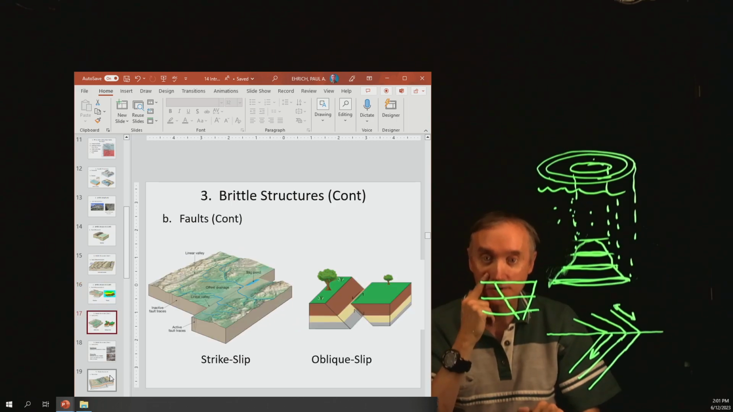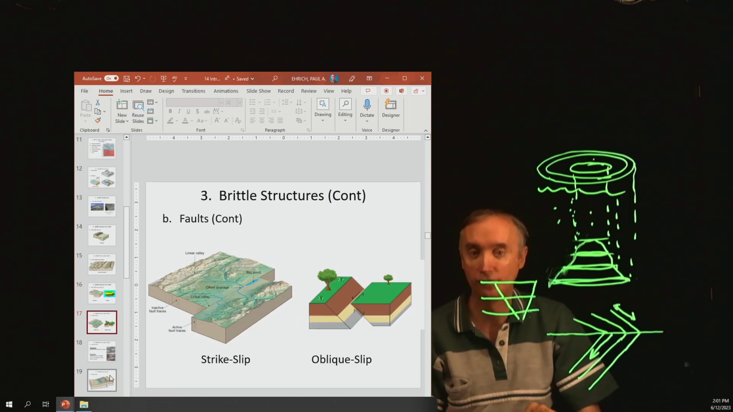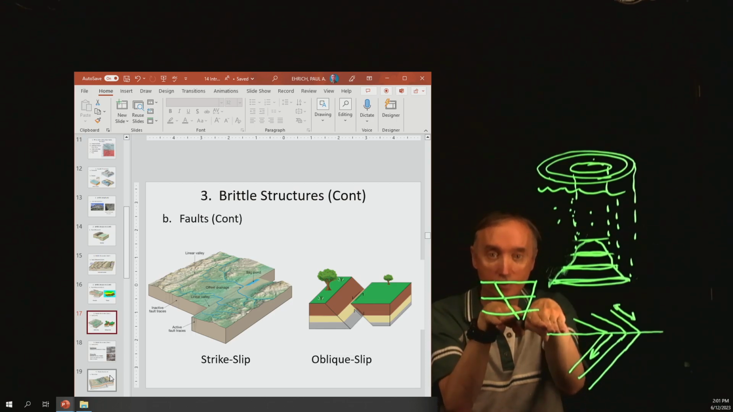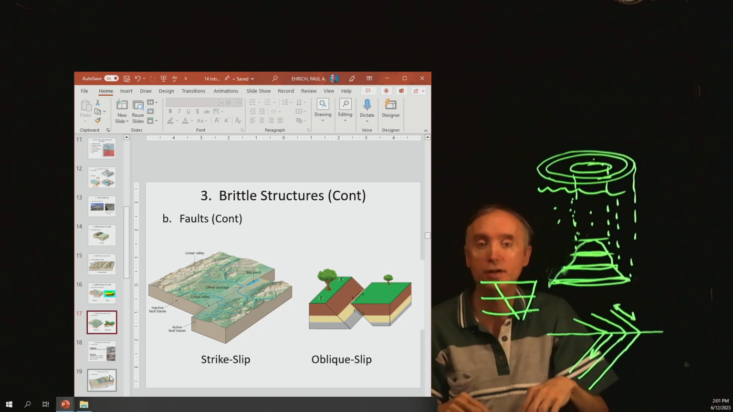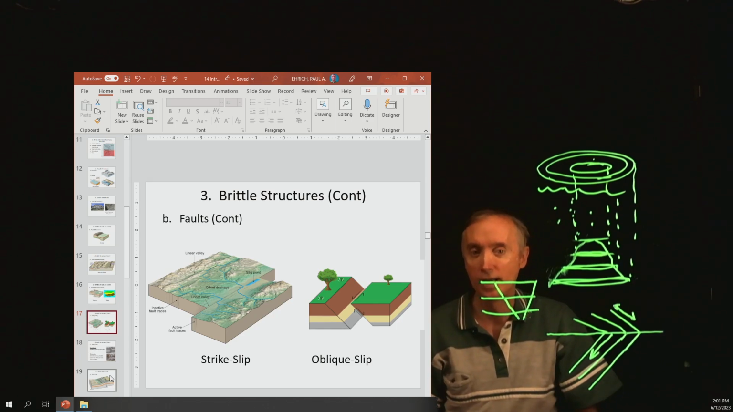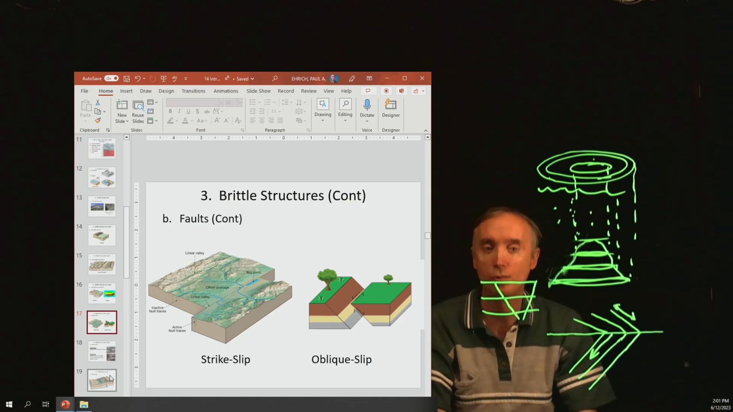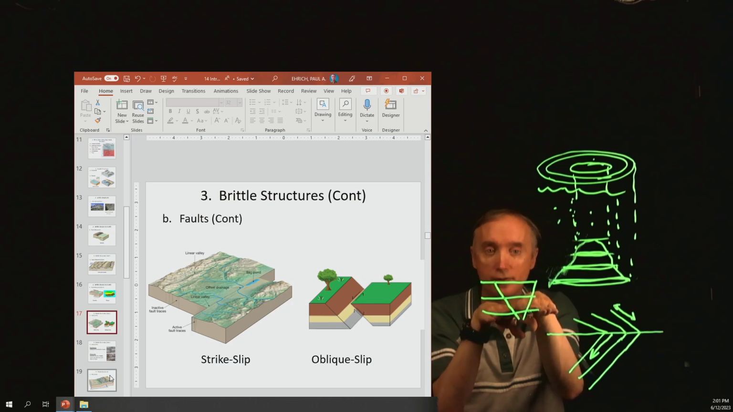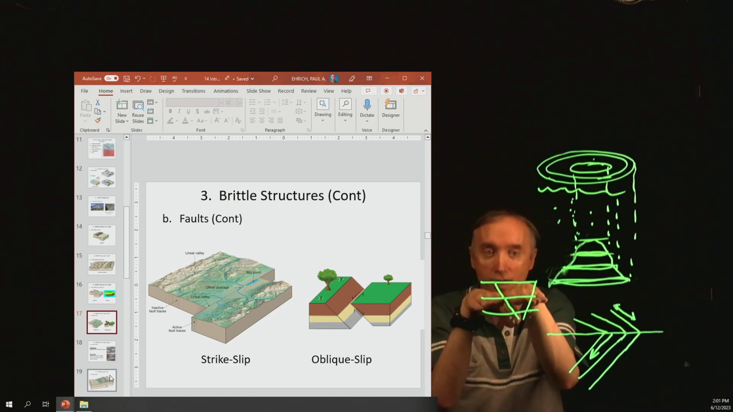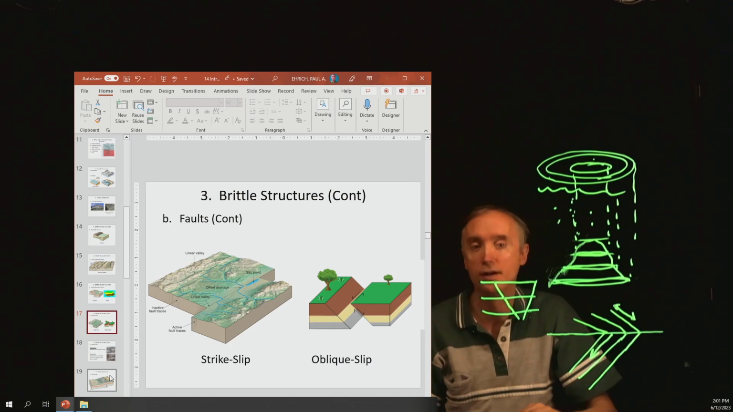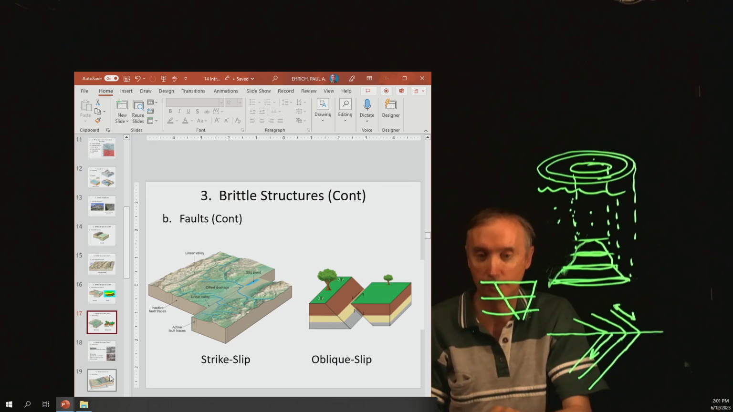Okay, then you could also have strike slip faults. In a strike slip fault, they slide past each other, and that's going to be caused by shear stresses. And then the oblique slip is where you can have it sliding sideways and at the same time sliding up and down. When you put those two motions together, that's going to be called an oblique slip.